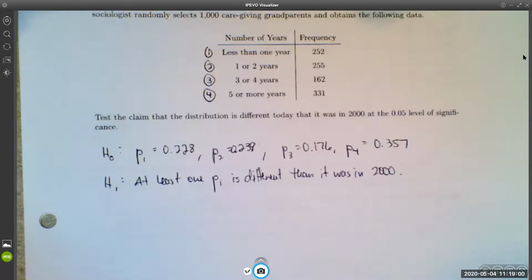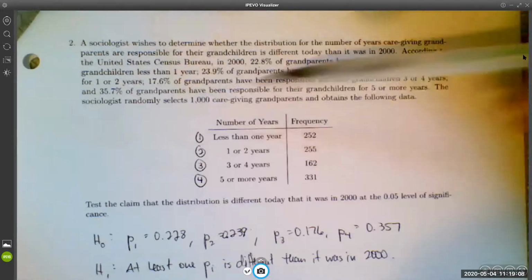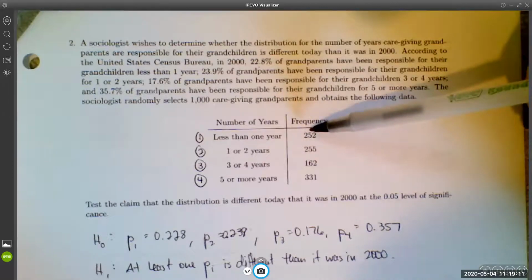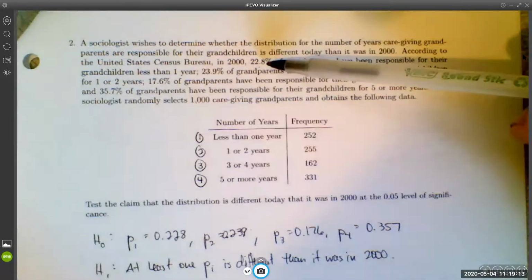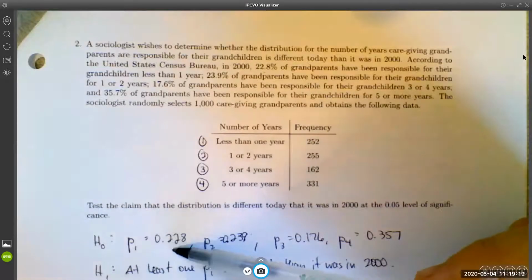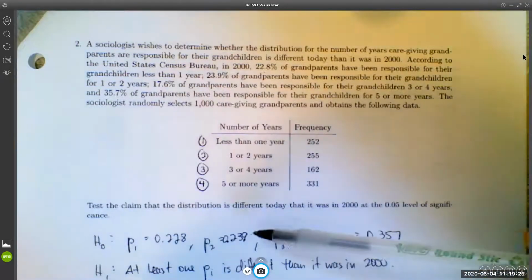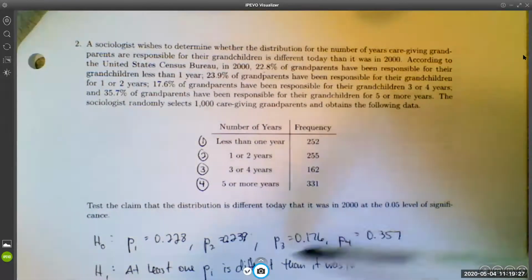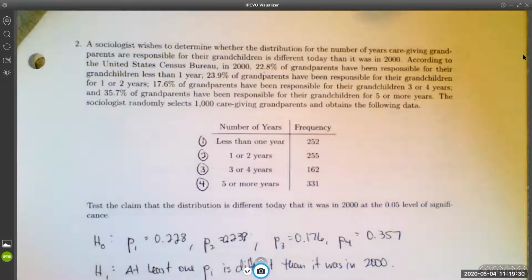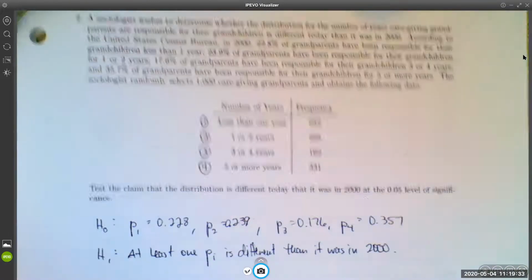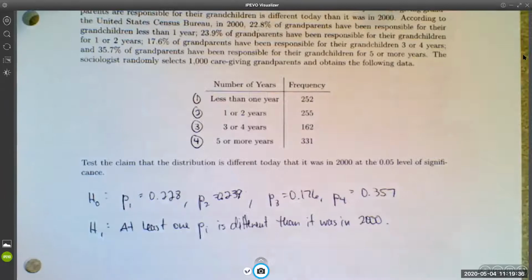Okay. I'm not going to check conditions on this. Our sample size here is 1,000. That's pretty large. In fact, because our sample size is 1,000, we can figure out the expected values pretty easy. We multiply these numbers by 1,000. That just means moving the decimal 3 times. So the expected value E1 is 228, E2, 239, E3, 176, and E4, 357. All of the expected values are bigger than 1, and all of them are bigger than 5. So we can go ahead and run the test, right?